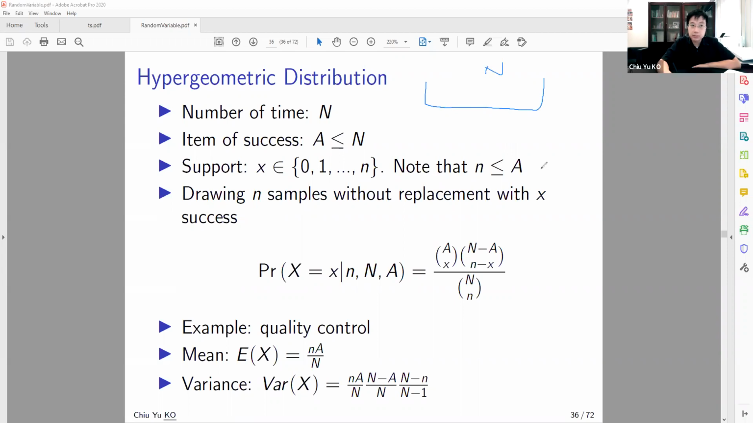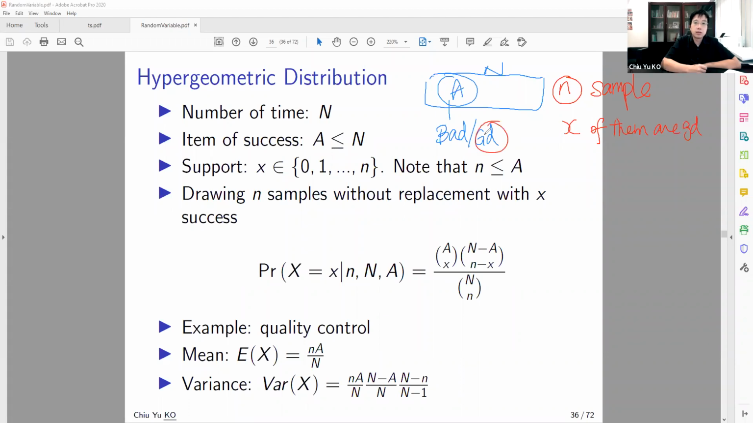You are trying to say there are n objects here, okay? And A of them are bad. Or good, depending on what you want, doesn't really matter, okay? There are n objects, and A objects are good, right? And very often we are trying to draw a sample of size n, okay? We're asking what's the probability x of them belong to A. All of them are good, say. Good, if we consider good, okay? Or bad, right?